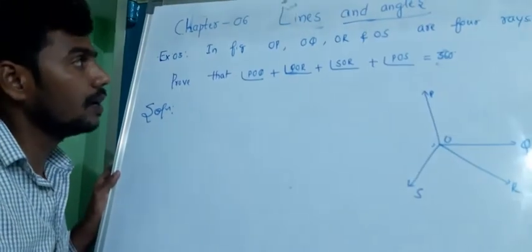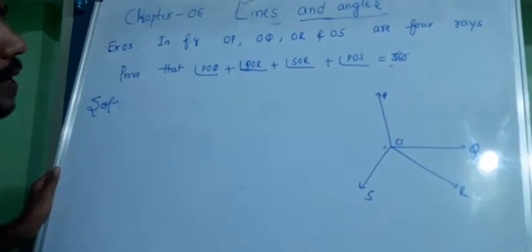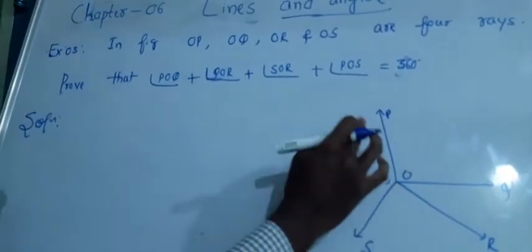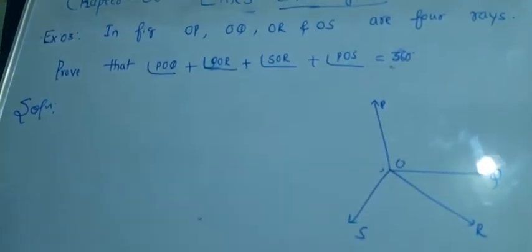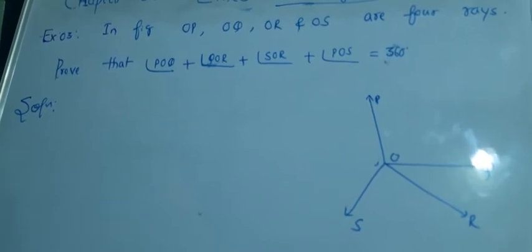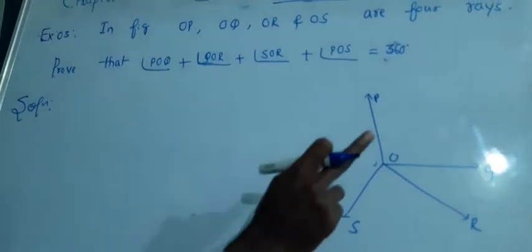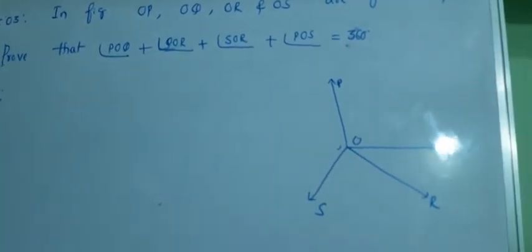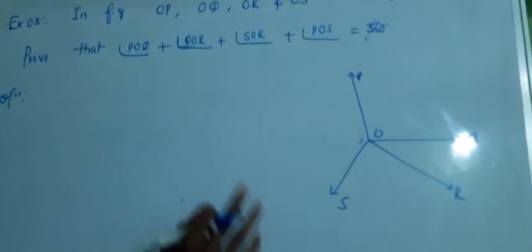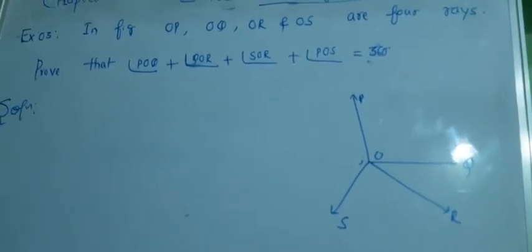Okay. Example 3: in the figure, OP, OQ, OR and OS are 4 rays. Prove that angle POQ plus angle QOR plus angle SOR plus angle POS is equal to 360 degrees.